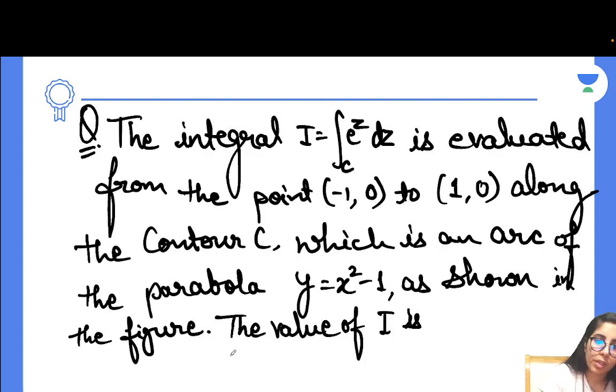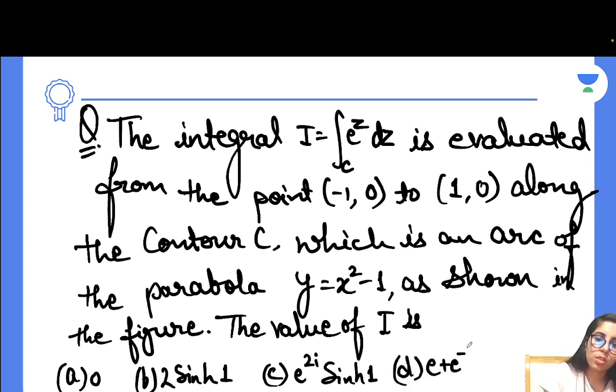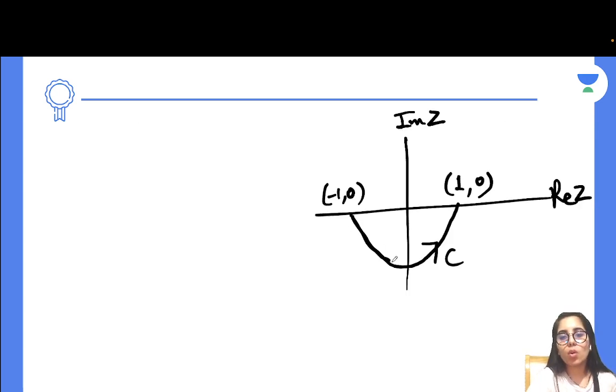You have to find the value of I. Options are 0, 2 sine hyperbolic 1, e to the power 2 iota sine hyperbolic 1, and e plus e inverse. So you can see they are talking about just the path along the contour C from this point to this point. Along C means they are not saying along the real axis. They just want you to consider this part.